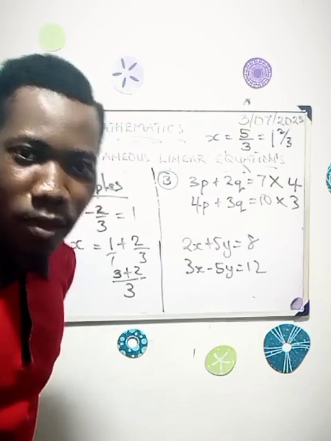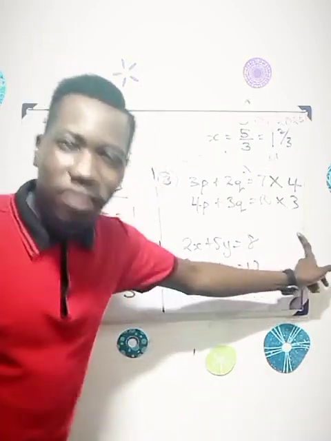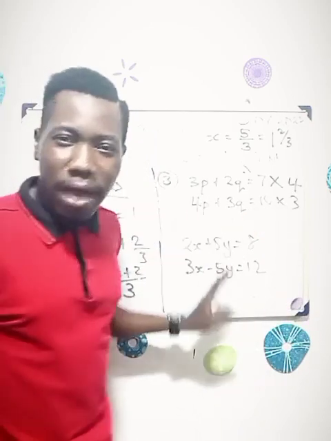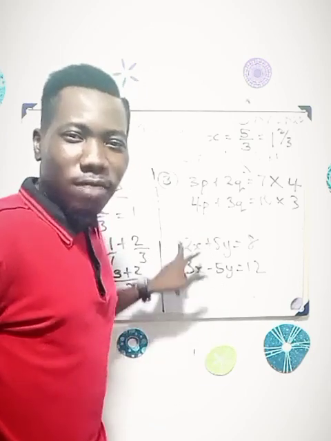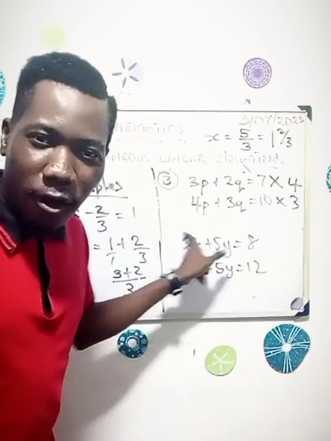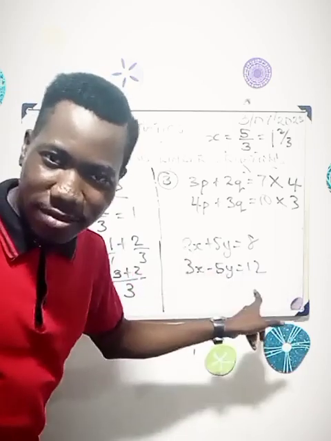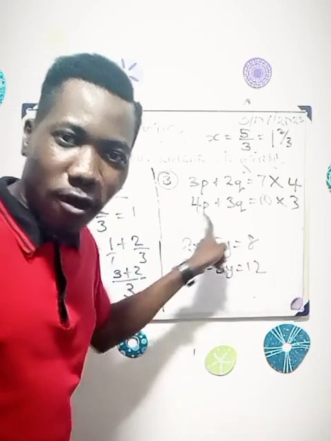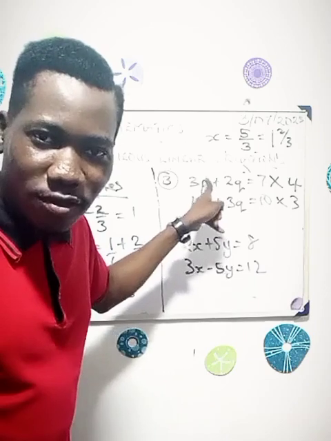You're going to multiply equation 1 by the coefficient of that variable in equation 2. For example, I want to eliminate x. The coefficient of x here is 2, and the coefficient of x here is 3. So for me to make them the same, I'm going to multiply all this by 3, and all this by 2. The same thing here: I want to eliminate p, so I'm going to multiply all this by 4, which is the coefficient of p here, and all of this one by 3, which is the coefficient of p there.